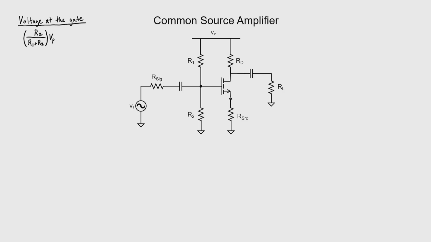Now let's find the voltage at the source of the transistor. If it were a bipolar transistor, I would just subtract 0.7 volts. But to turn on a MOSFET, you have to exceed the threshold voltage. So here, we're going to be a threshold voltage down from the gate.